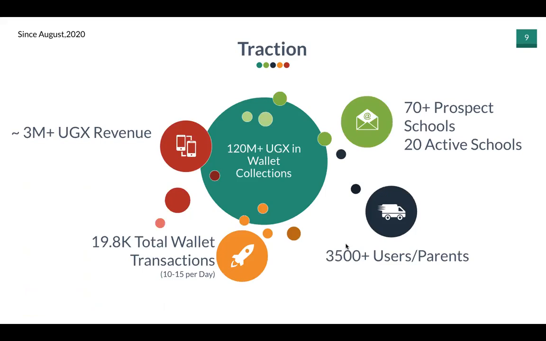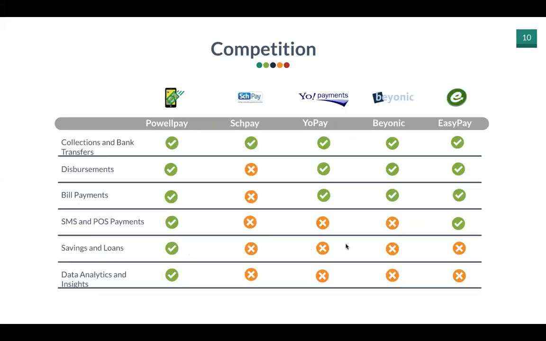So the company had collected 70 schools. By that time we were 20. This was since 2020. Next, competitors. These are our competitors. That's what I told you, that you have to know the people whom you are competing with. We are competing with SchoolPay. And what we had, it had only one thing, which we also have.